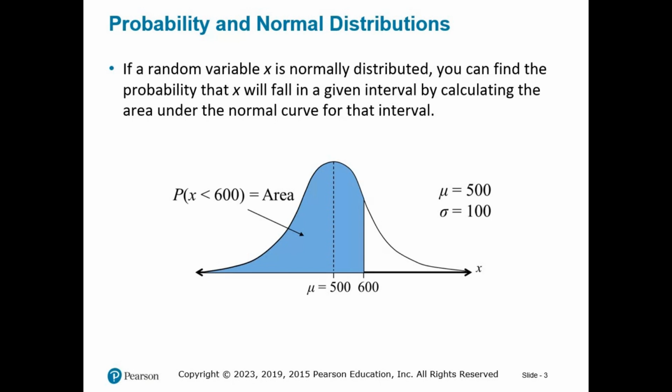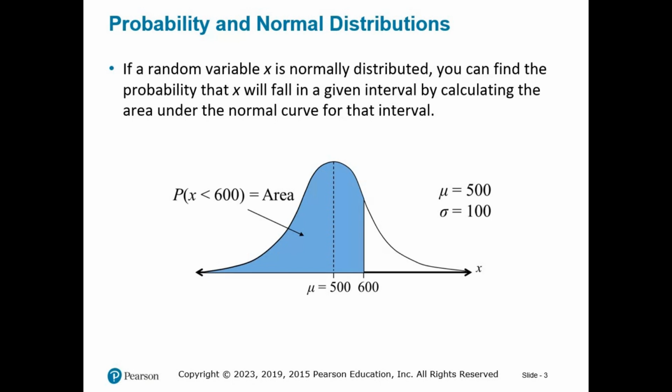Let's say that we have a normal curve with a mean of 500 and a standard deviation of 100. To find the probability that our random variable x is less than 600 would be the same thing as finding the area to the left of the value x at 600 under that normal curve. The probability of x being in that interval is the same thing as finding the area that we have shaded in blue there. Why does this work?